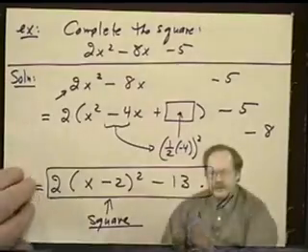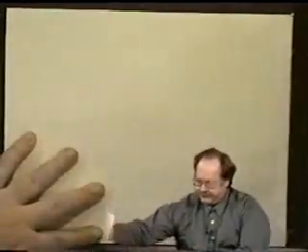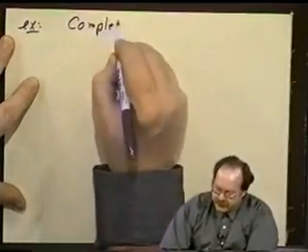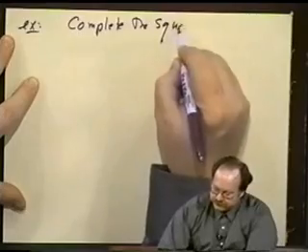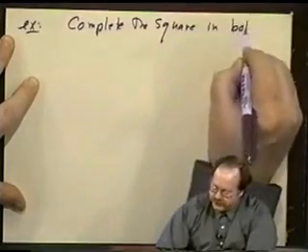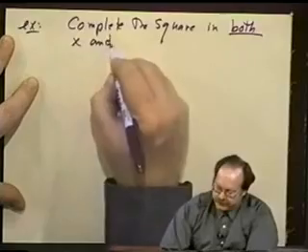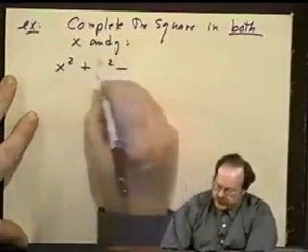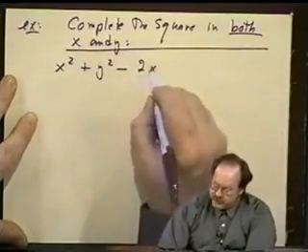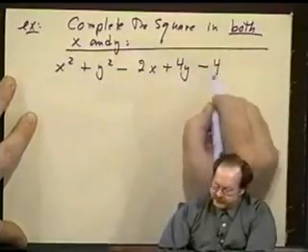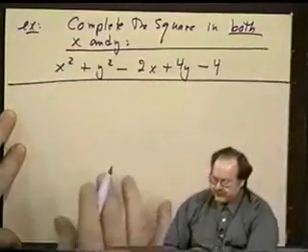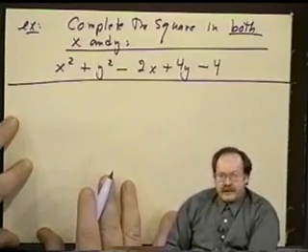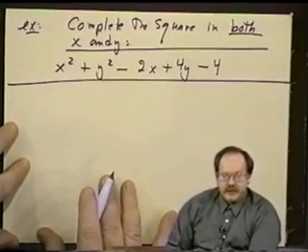All right, let me do one more that we will see when we talk about circles. Example. Complete the square in both x and y. So this is one that has two variables, x squared plus y squared minus 2x plus 4y minus 4. So this will turn up, as I say, when we talk about the equations of circles. So again, we follow the same procedure, except we just have two variables to do it on.